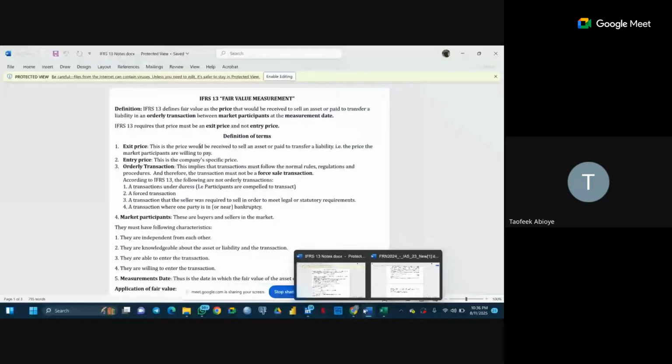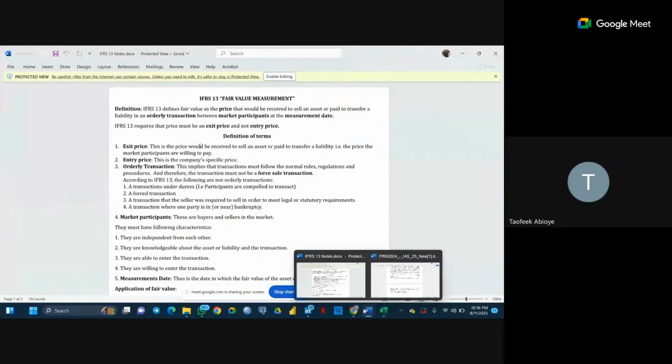We also have ordinary transaction. This implies that the transaction must follow the normal rules, regulation, procedure, and therefore the transaction must not be a forced sales transaction, which means either of the parties must not be under duress. Both parties must have clear knowledge and must be of free mind, transacting willingly, not because one party needs to do so as a result of being threatened.